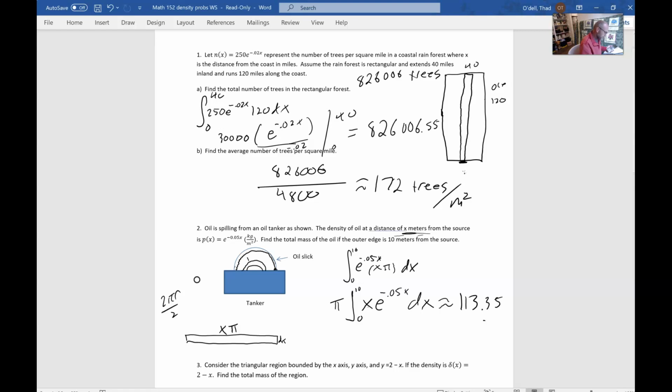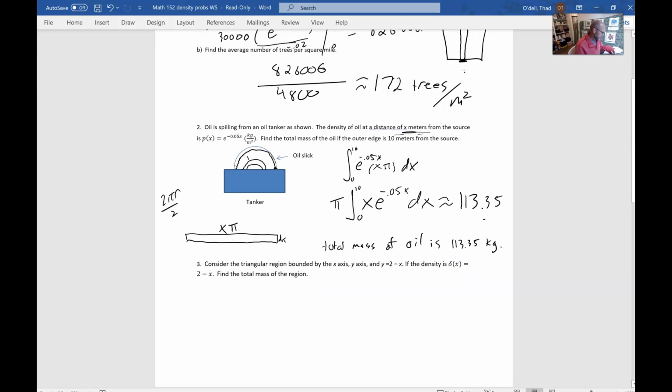113.35. So what does that mean? We took the density of oil and multiplied by the square meters. So we're left with kilograms. So that'd be 113.35 kilograms. Total mass of oil. So total mass of oil is 113.35 kilograms.